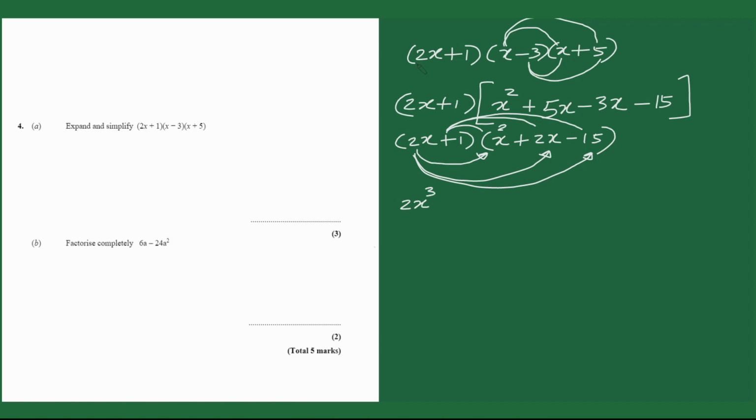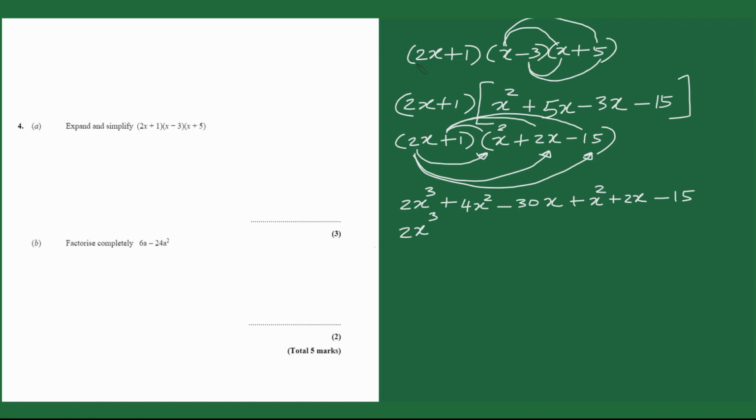2x times x squared is 2x cubed. 2x times 2x is 4x squared. And 2x times minus 15 is minus 30x. Plus 1 times x squared is x squared. 1 times 2x is 2x. And 1 times minus 15 is minus 15.